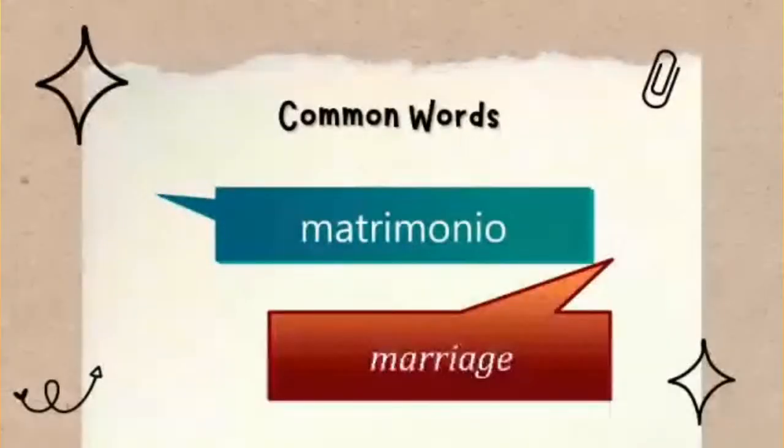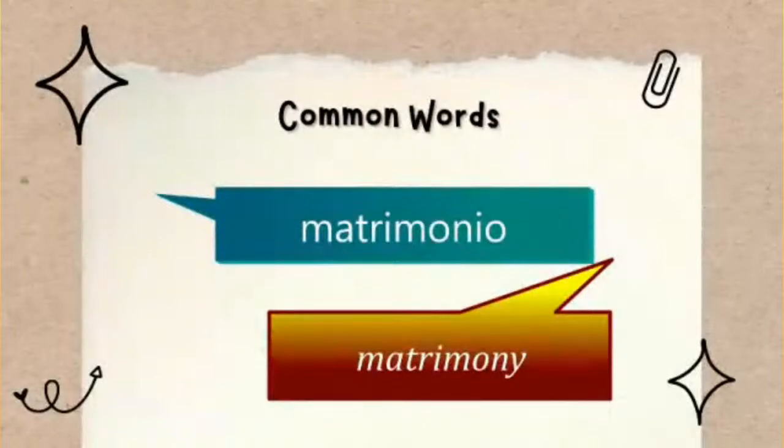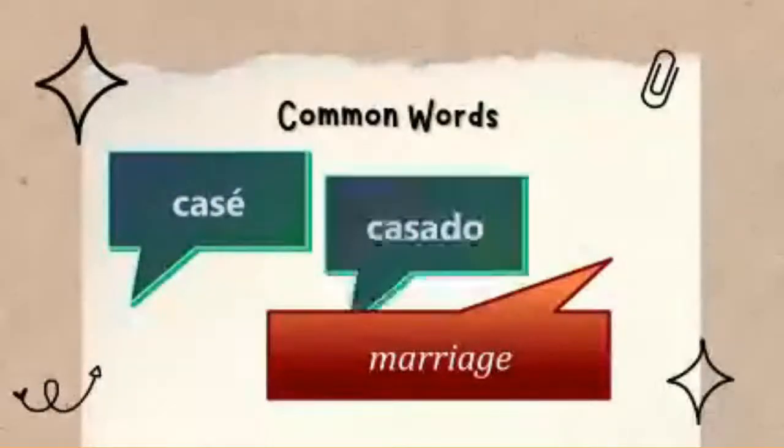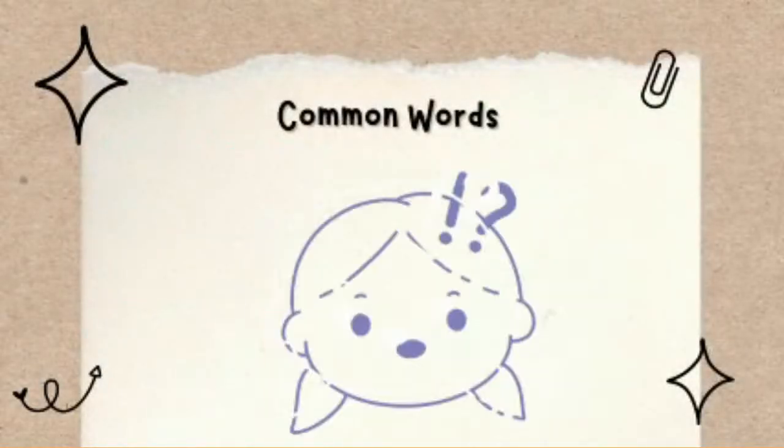Matrimonial is one form of marriage. Seeing as this is very close to the English term matrimony, this one should be fairly easy for you to pick out. But remember, they could also say casamiento, case, or casado, casada, to indicate someone is married.